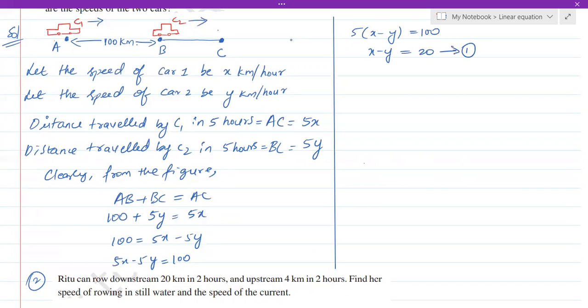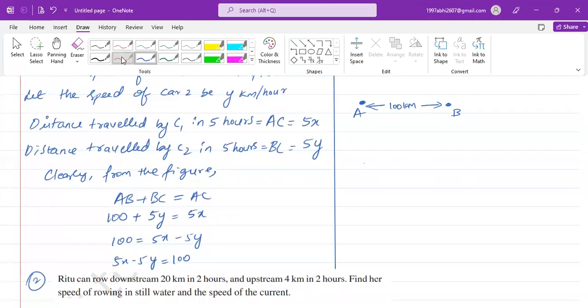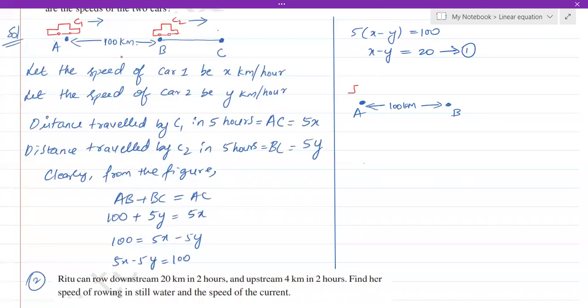This is scenario 1. What is the second scenario? Again, in the second scenario, we have got two places, A and B itself. The distance between them is 100 kilometers. And we have got two cars, car 1 and car 2, the same cars. This is car 1, and let's take another car.